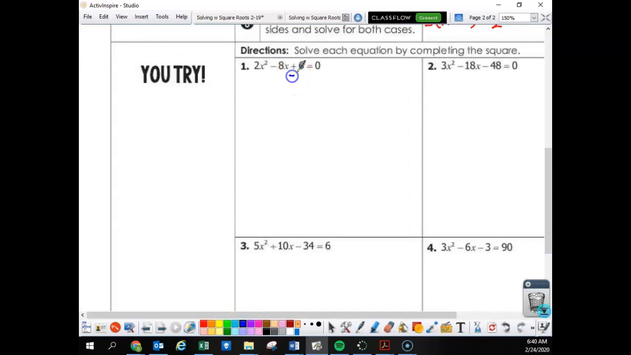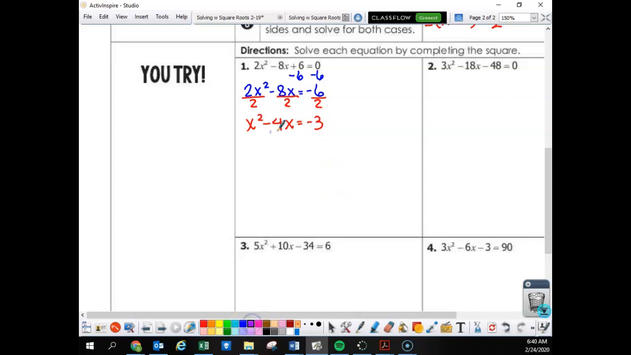So here I move that 6. So it's 2x squared minus 8x equals negative 6. Right? You divide the whole equation by my a value. So this is x squared minus 4x equals negative 3.